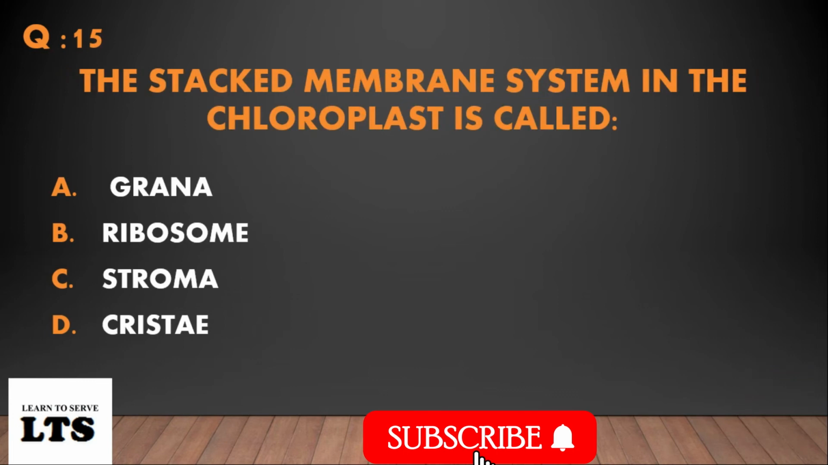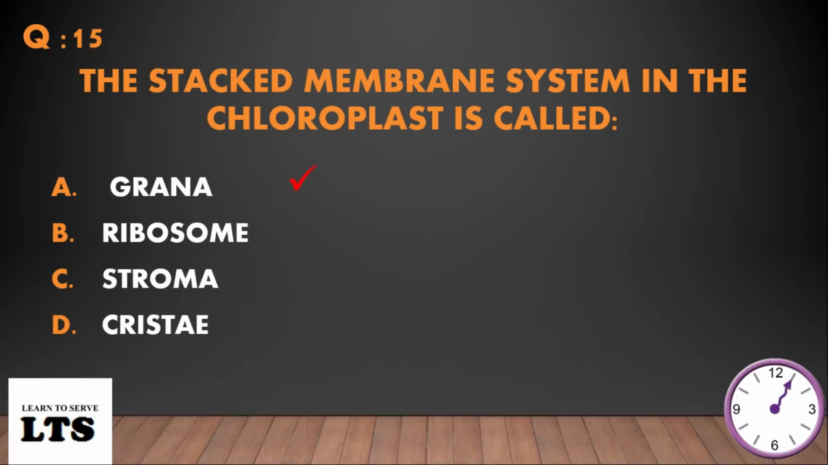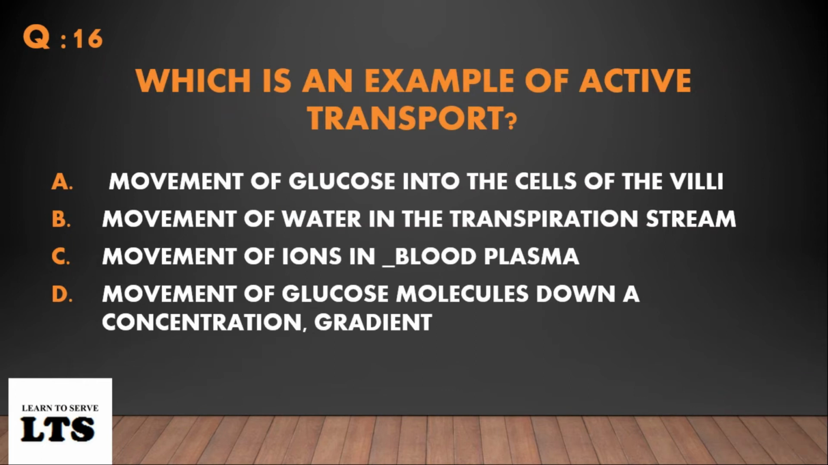The next one: the stacked membrane system in the chloroplast is called option A, grana; option B, ribosome; option C, stroma; option D, cristae. The answer is option A, grana.